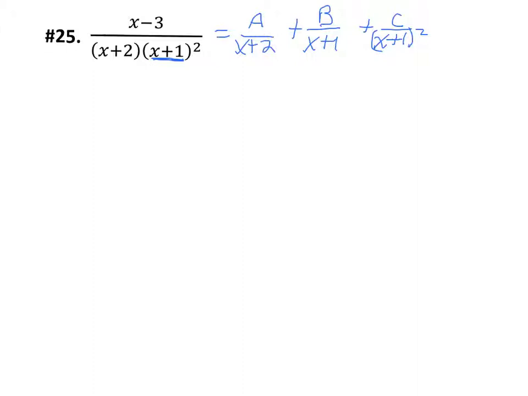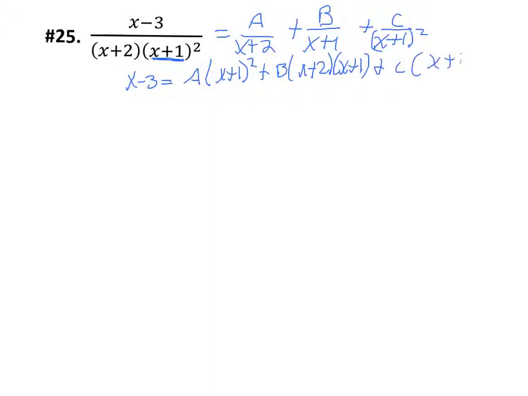Good. Okay. So now we multiply by our common denominator. So on the left we get x minus 3 equals A times x plus 1 squared plus B times x plus 2 times x plus 1 plus C times x plus 2. Sweet, numbers are probably best with this one.